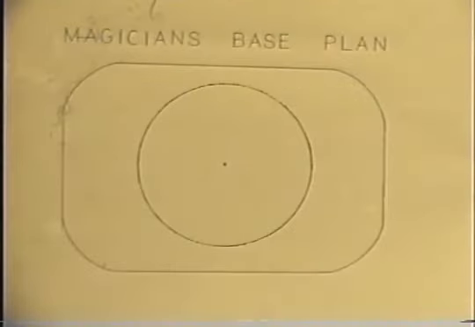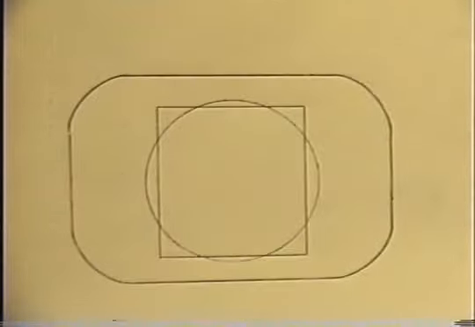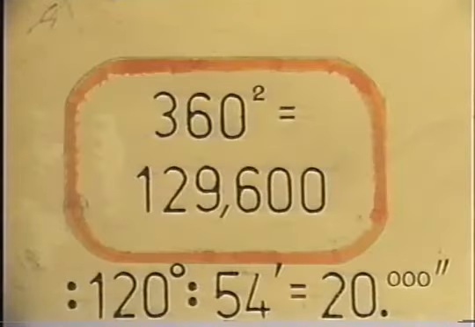Do we not see rounded corners, which suggest a circle? Do we not also see straight sides, as in a square? Does it therefore not suggest that we square the circle? What happens when we square the common 360-degree circle? We find 129,600, which encodes the West Giza longitude of the Pyramid of the Magicians, 120 degrees 54 minutes 20 seconds. Not so difficult.